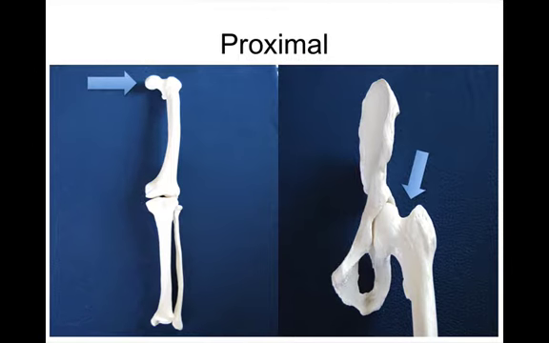So there's the head of the femur in the left image, a proximal aspect of basically the entire lower limb, but in particular for the femur itself. And you can see a close-up image there on the right where the head of the femur links up with the lateral part of the pelvis.